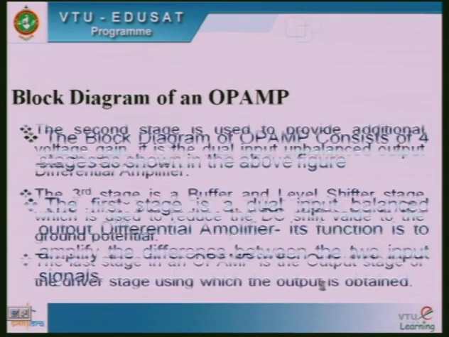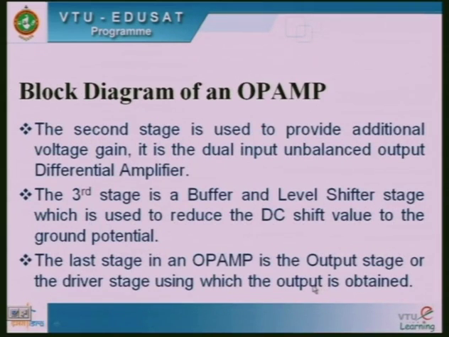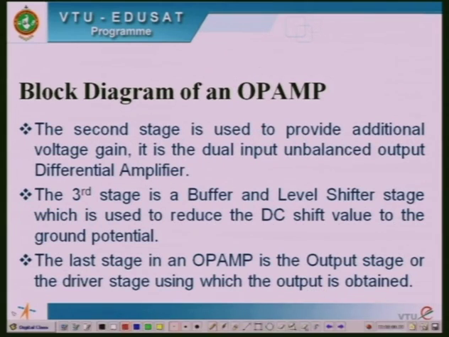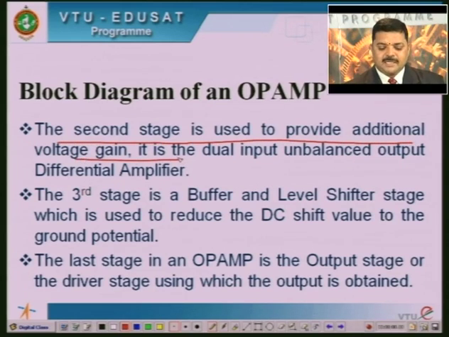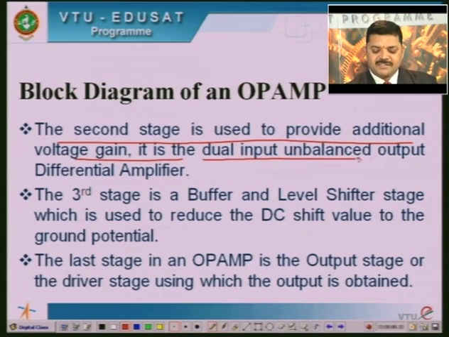The next point will be the second stage. The second stage is used to provide additional voltage gain. It is usually a dual input unbalanced output differential amplifier. Just one point is enough for each stage.